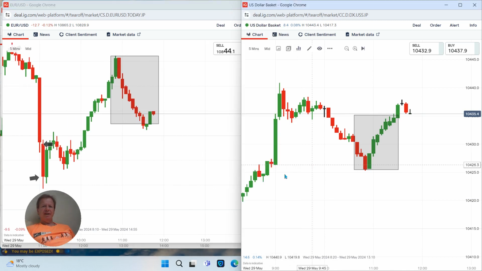Also, if we have a look here, when that dropped big time on that candlestick here, this one went up. So exactly the same in the opposite direction. It's very symmetrical. So you can learn a lot by looking at the US dollar basket.